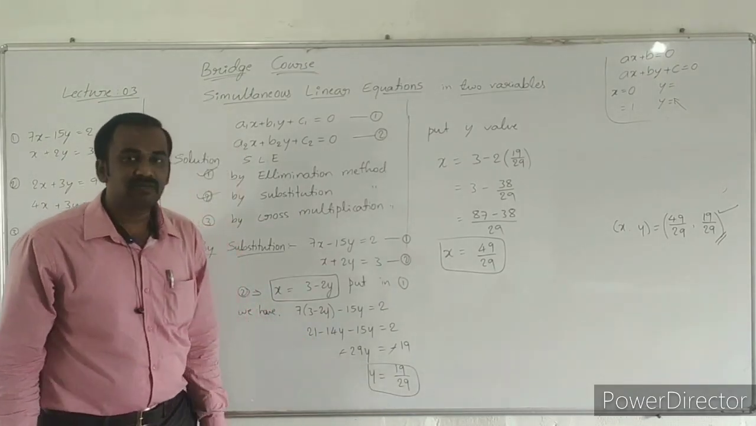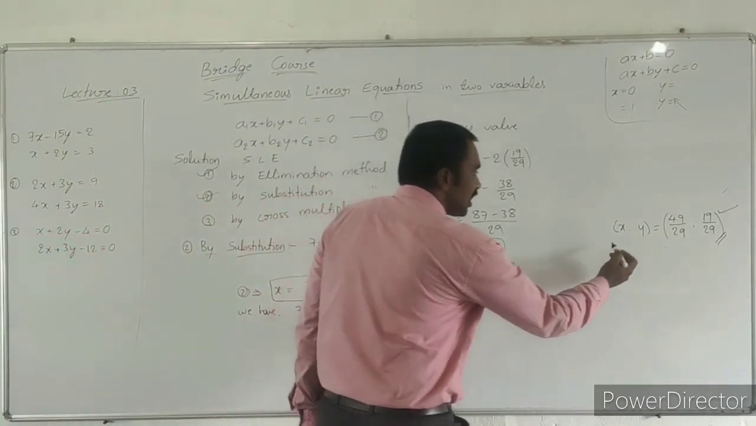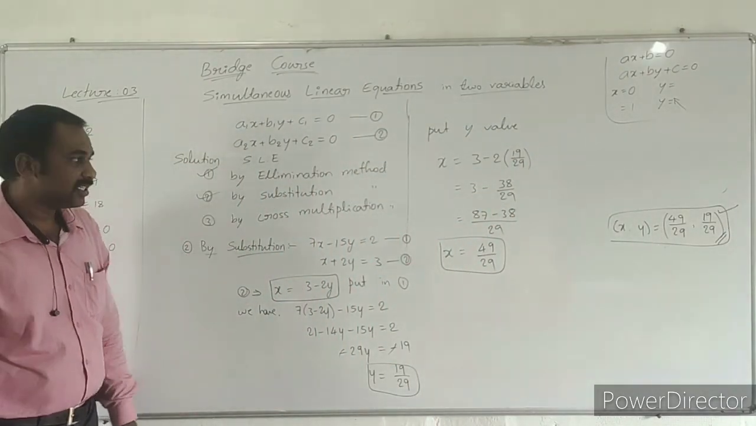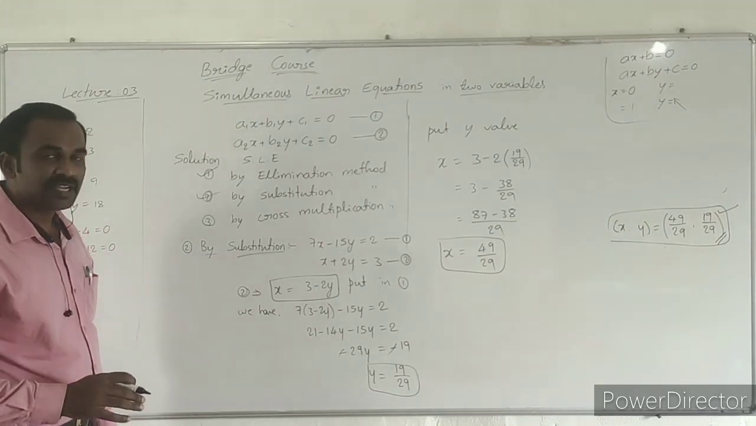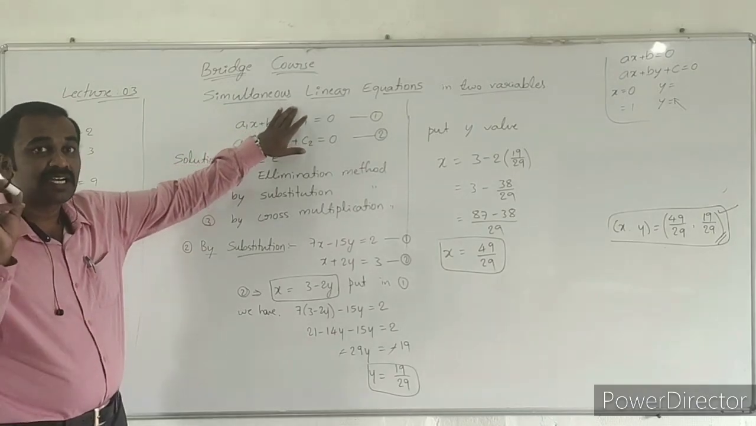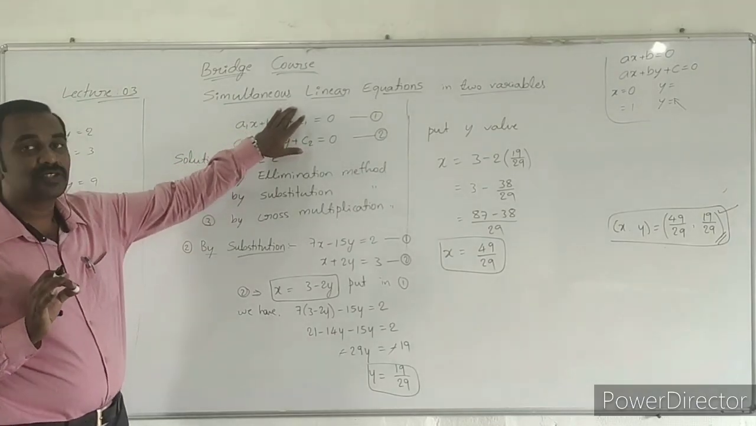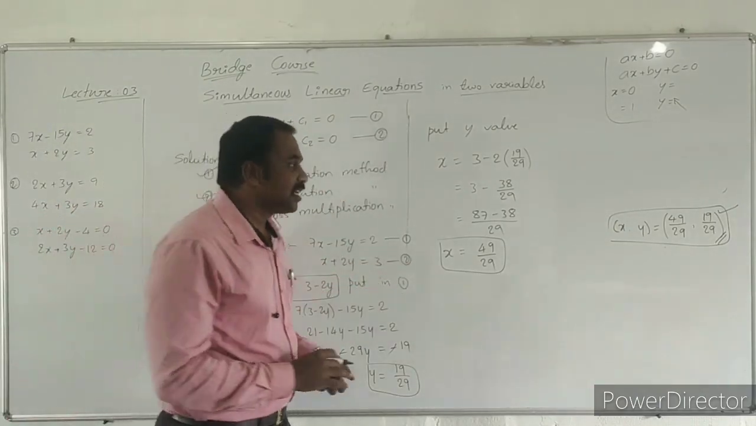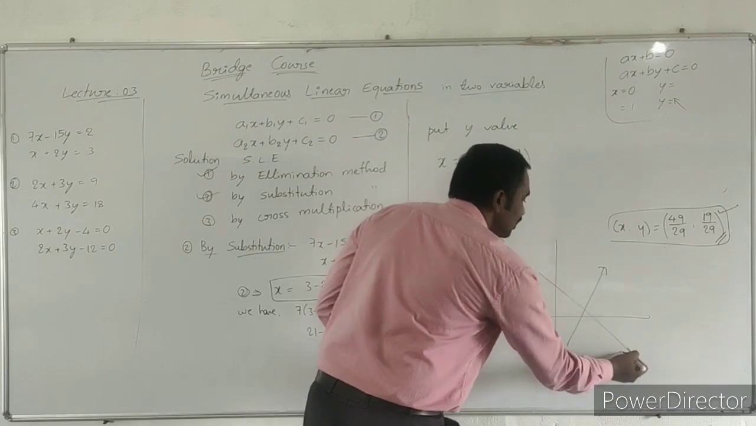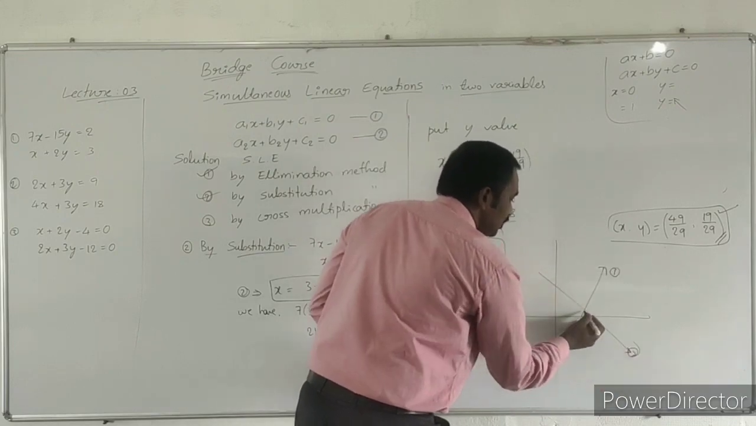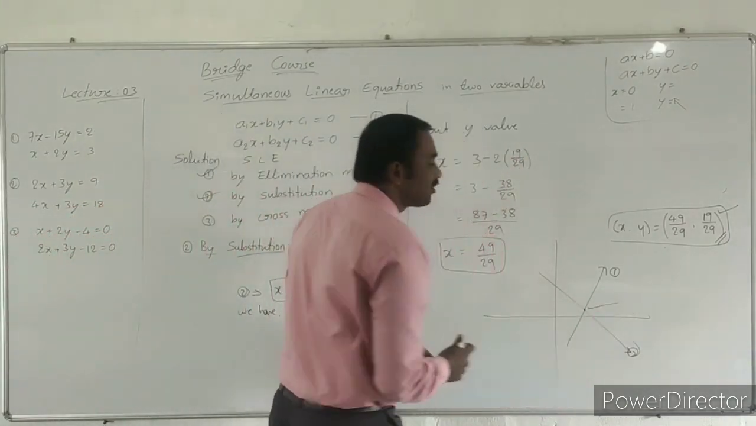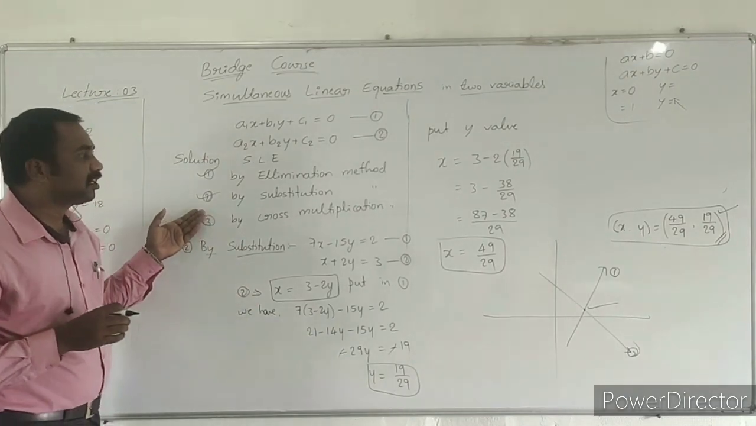The y value is 19 divided by 29. Have you got the same answer as we got by the elimination method? Yes, obviously. So finally we can conclude that the simultaneous linear equations involving two variables have only one solution. Geometrically, the solution of simultaneous linear equations is nothing but a point of intersection. We just found this point of intersection by the method of substitution.